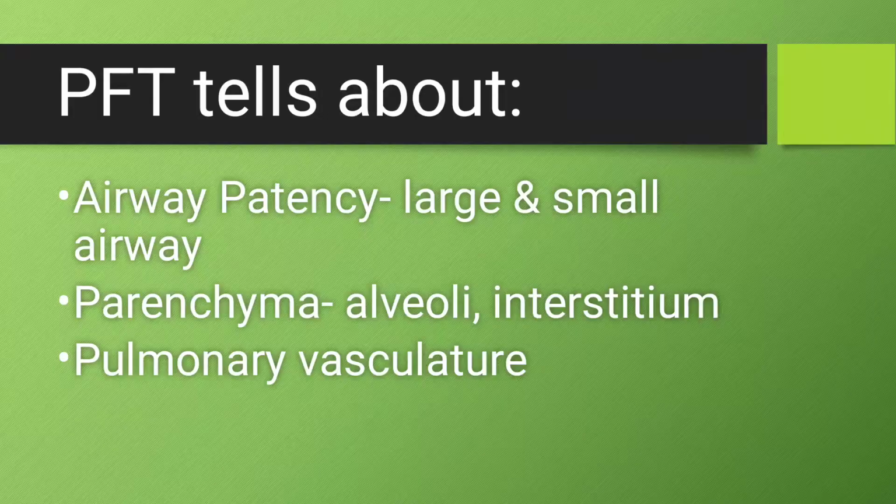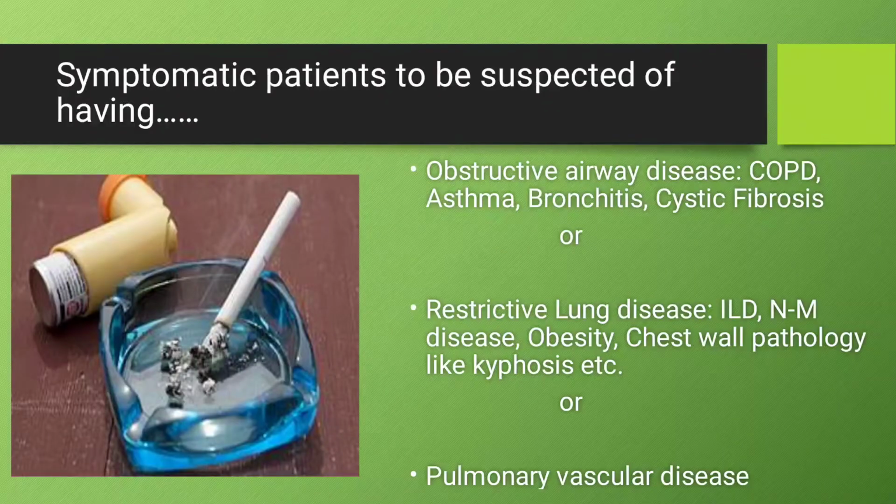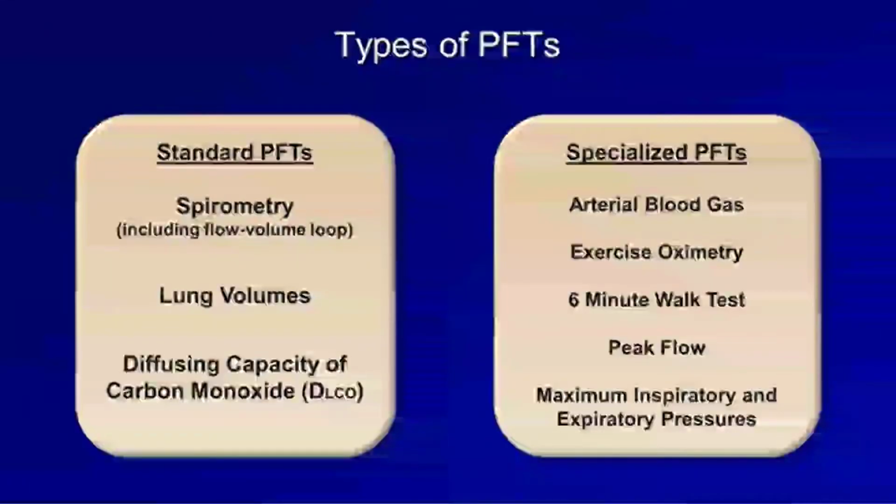Now, what does PFT tell us? It tells about the airway patency, so that we can diagnose obstructive lung disease. It tells about the parenchyma, alveoli or interstitium, so we can diagnose restrictive lung disease. And it also tells about the pulmonary vasculature. Symptomatic patients are to be suspected of having one of these three diseases: obstructive disease, restrictive lung disease, or vascular disease. There are different types of PFT, but especially in this video, we will cover spirometry, which involves the flow volume loop.